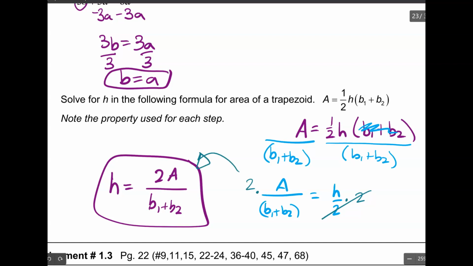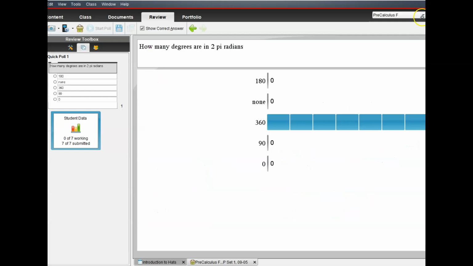If we get a decimal answer, like for number 1, I got 11.313708. Does it say round to the nearest hundredth? Okay, so you should round to the nearest hundredth. It depends. If it says to the nearest tenth or hundredth, you follow what it says.